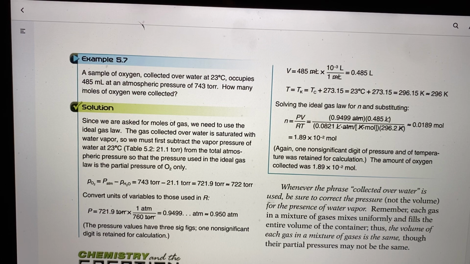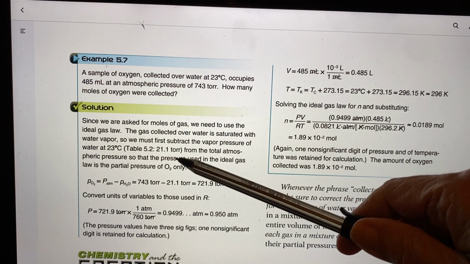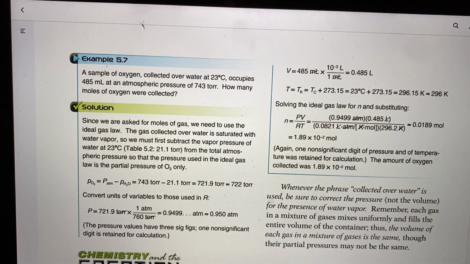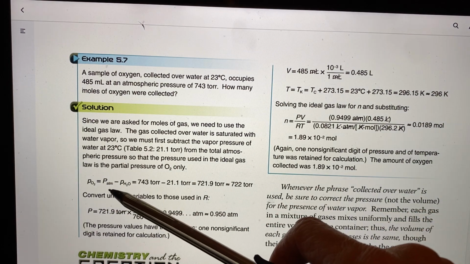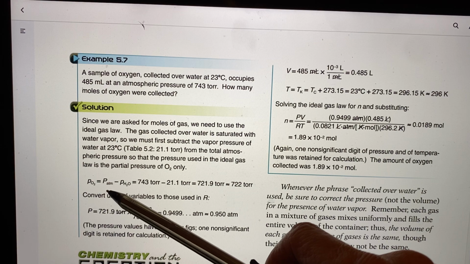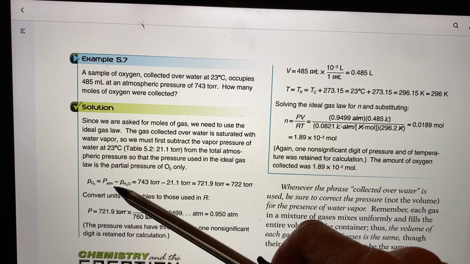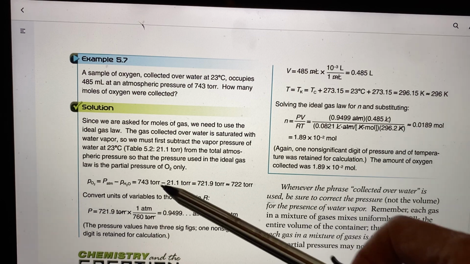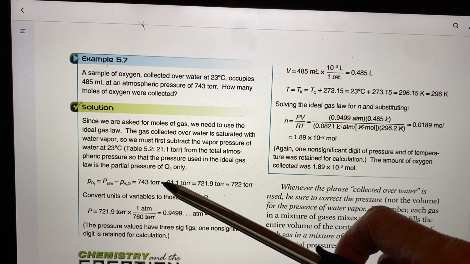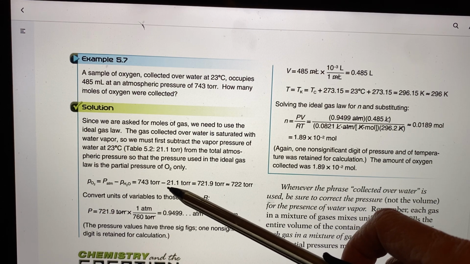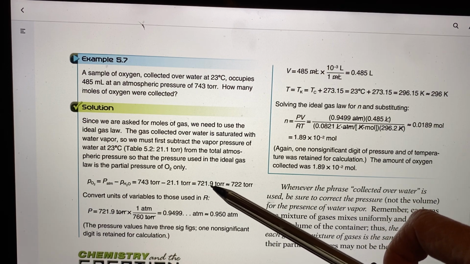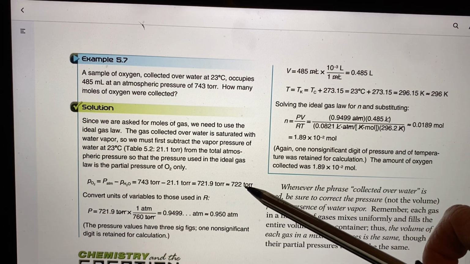The gas collected over the water is saturated with water vapor. So we must first subtract that, get rid of that water vapor at 23 degrees from the table. So we remember that table that I showed you. From the total atmospheric pressure, so that the pressure may be used in the ideal gas law. So first of all, the partial pressure of oxygen is going to be basically the atmosphere pressure minus the water vapor. So we have 743 torr, right? And we get that from the table, minus 21.1 torr. It's going to equal 729.9 torr, or 720 torr.